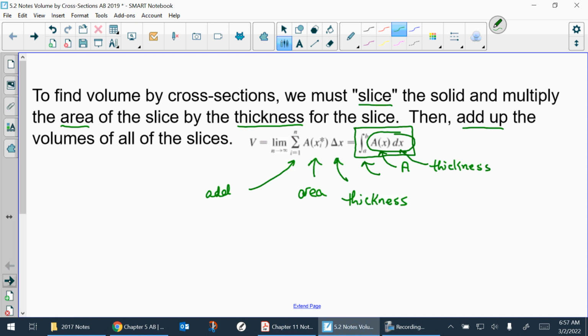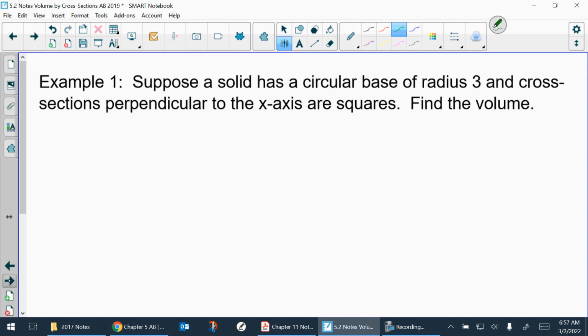So let's see how this is going to work. Suppose a solid has a circular base of radius 3, cross sections perpendicular to the x-axis are squares. Find the volume. Now, trying to understand what this thing looks like boggles your mind. Now, if you were in class, I've got an actual physical figure you can hold in your hand that has a circular base, but every slice of it is squares. So I'm sorry you can't see that today, and I'm sorry I can't show it to you. What we're going to do is draw a picture of this.